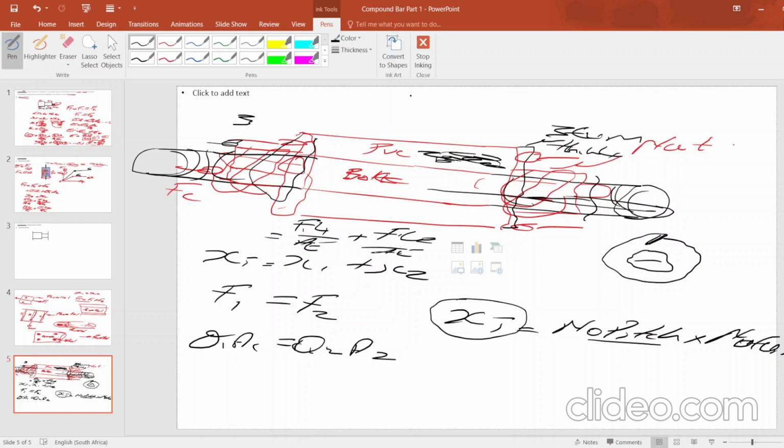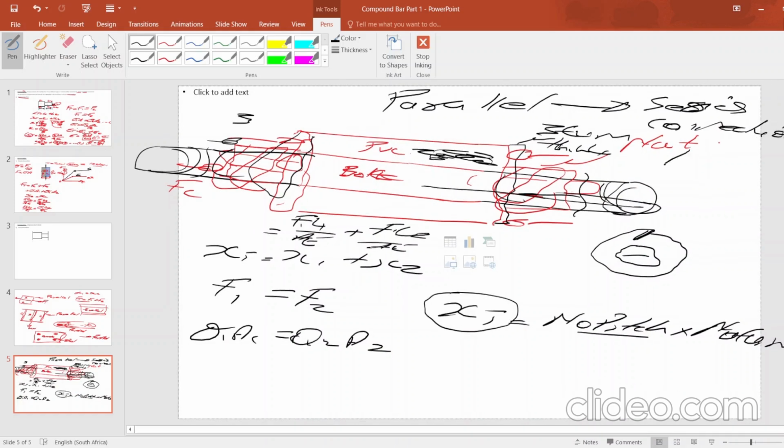Now this is the only parallel connection where you will use the series formulas to calculate whatever they want you to calculate. This is what we'll be basically dealing with under your compound bar.